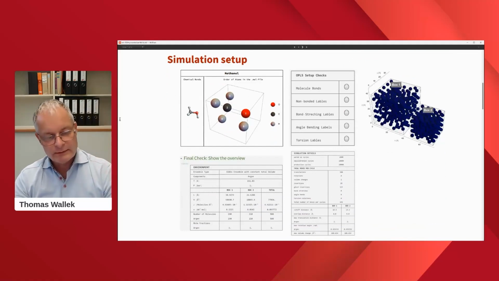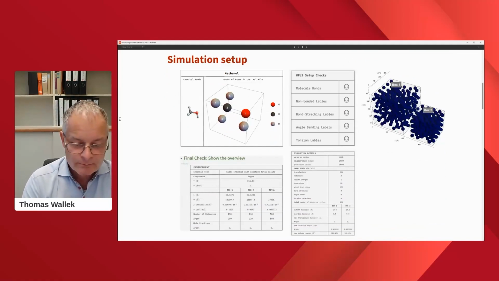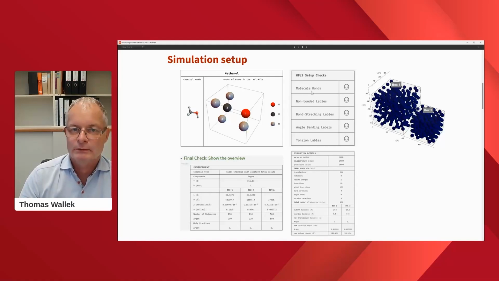Now with these starting values, if you decide to use them, in the next step, the simulation can be set up, where first of all, the molecules are chosen from a mole file and can be visualized, as you see here. Then they are parameterized for the selected force field, including a check whether all necessary parameters are available concerning the bonds, the non-bonded levels, bond stretching, angle bending, and torsion. And of course, the filling of the two boxes is visualized and can be checked for plausibility, as shown here on the right-hand side.